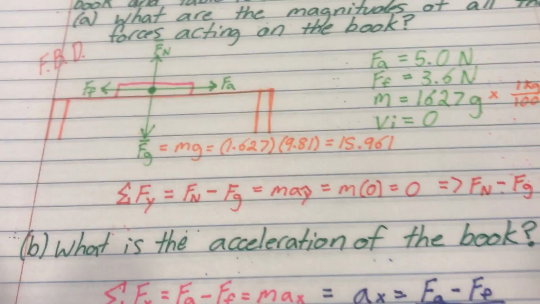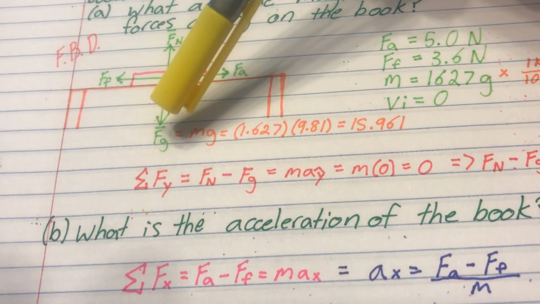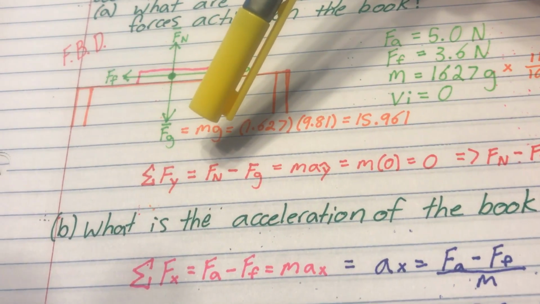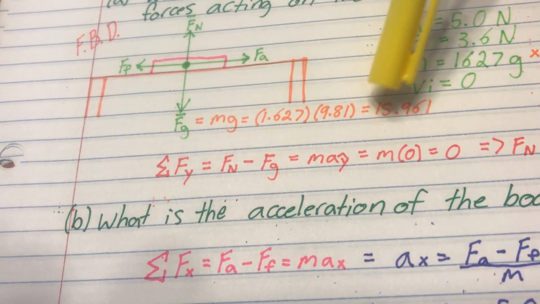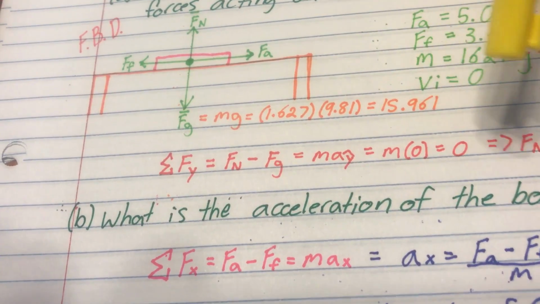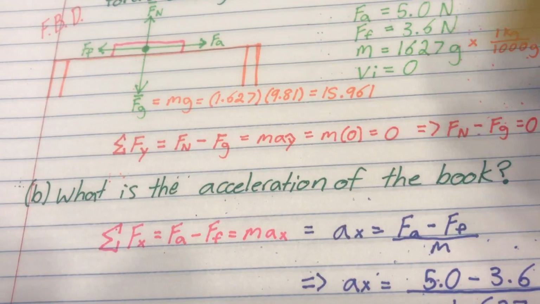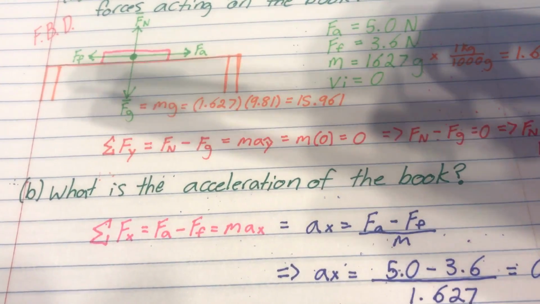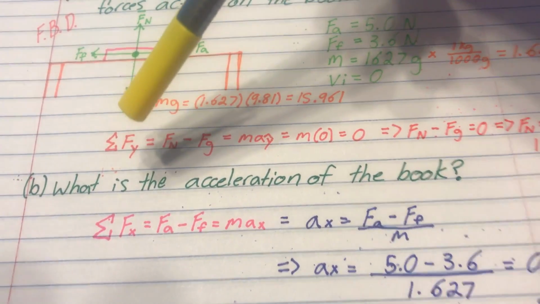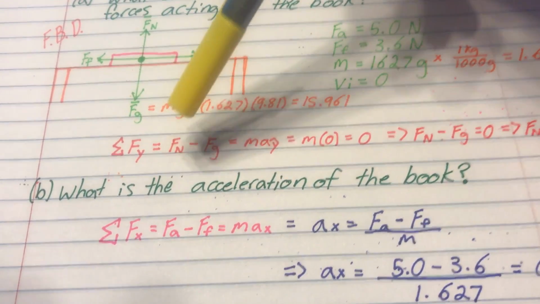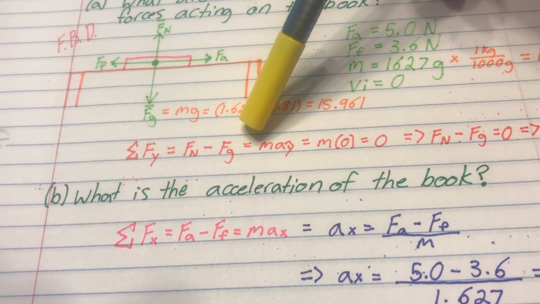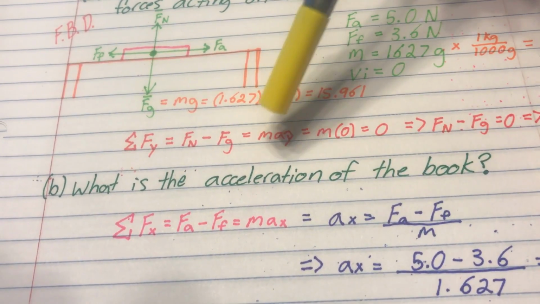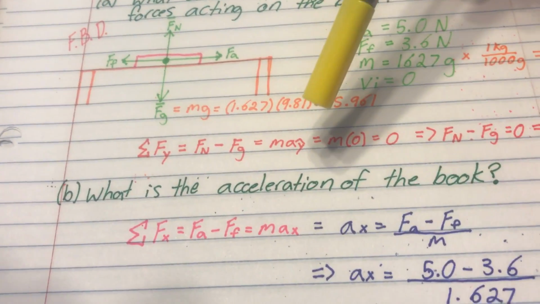So right here, force of gravity equals mass times gravity. So I did that and got 15.961 newtons, and so the sum of the forces in the y direction equals the normal force minus the force of gravity, because it's in the negative direction, equals mass times acceleration in the y direction.